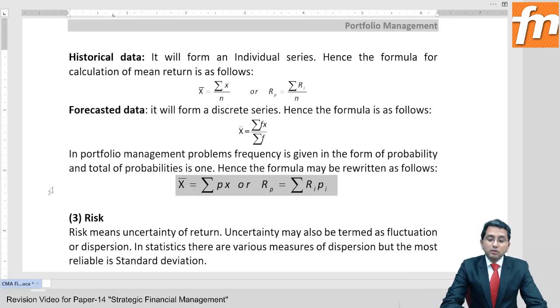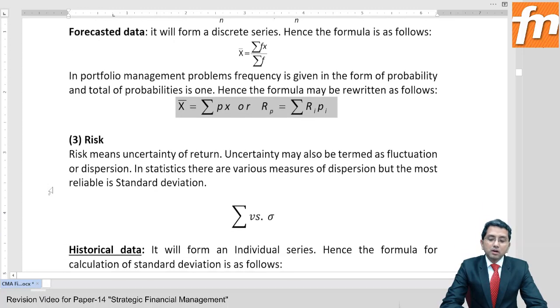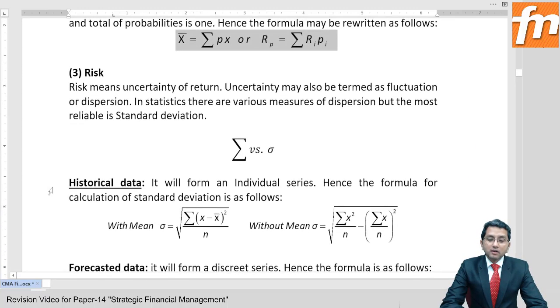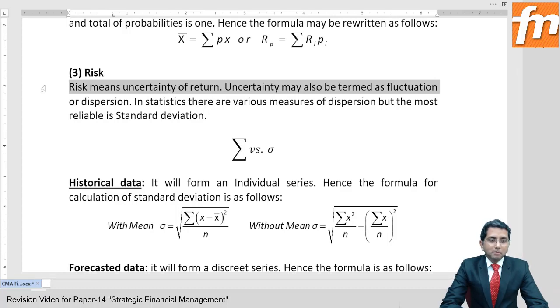But let's talk about risk also. If you do not consider risk, you may eventually take a wrong decision. Keep in mind, you need to consider both return as well as risk. What is risk? Risk means uncertainty of the return. I forecasted some return, but it may or may not come true.